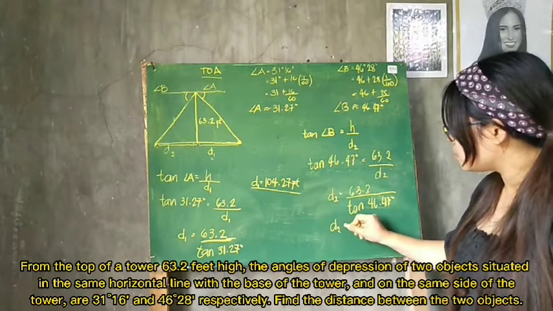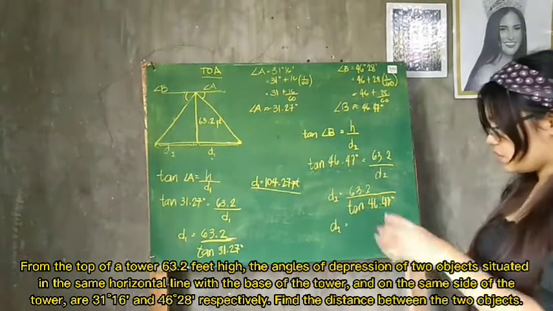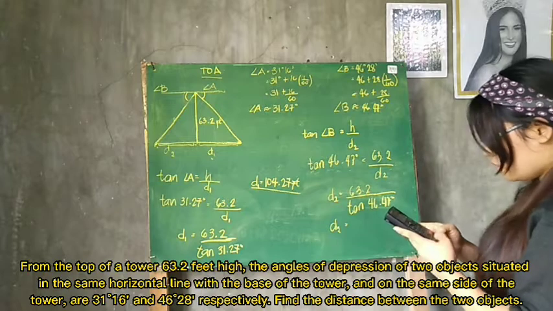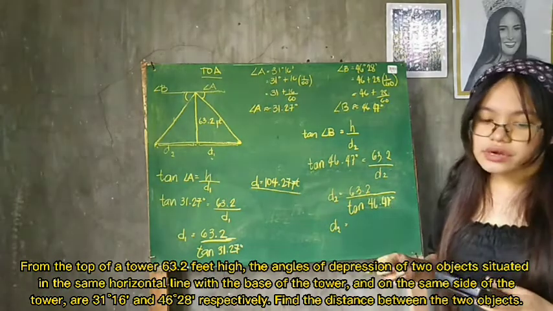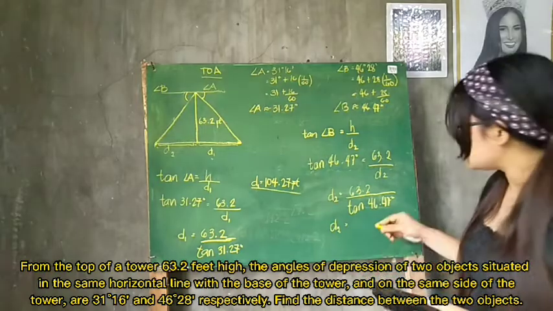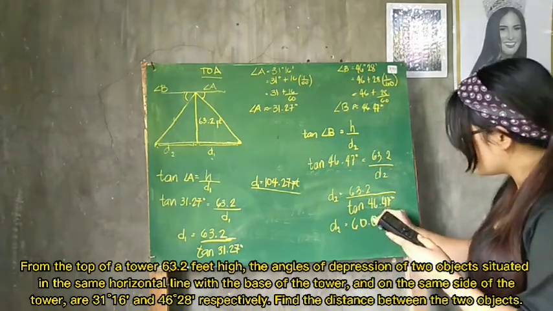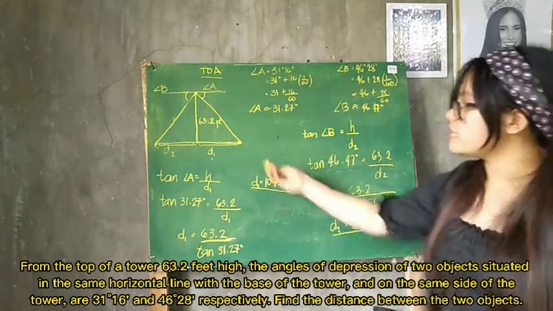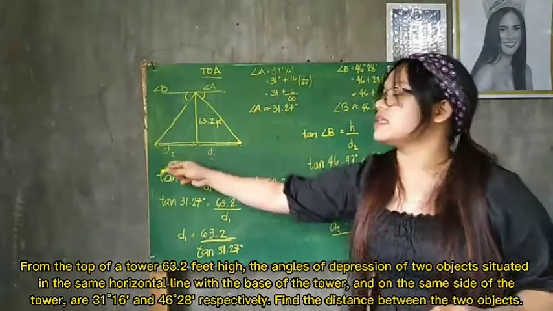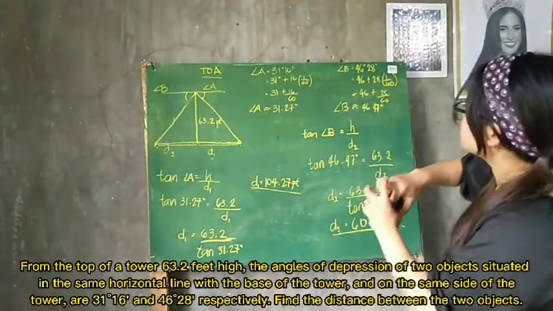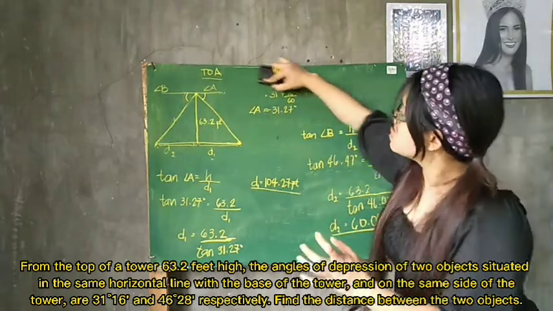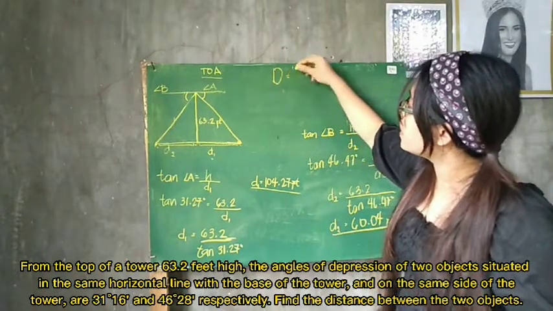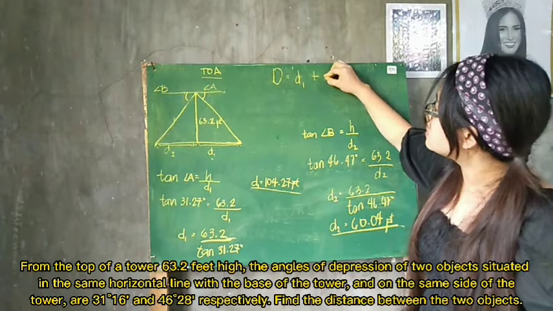So distance 2, let's divide using the calculator. 63.2 divided by tangent 46.47. So our distance 2 is 60.04 feet. So in order to find the distance of the two objects, we have to add the distance 1 and the distance 2.